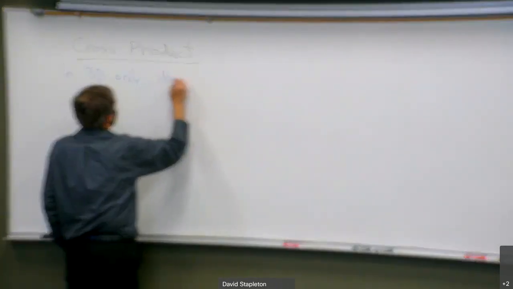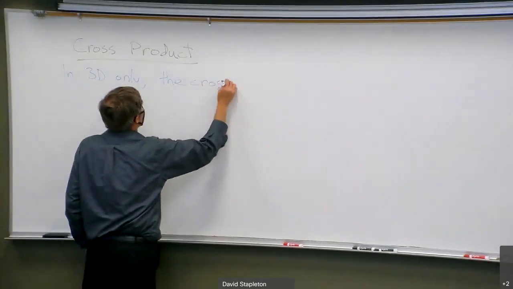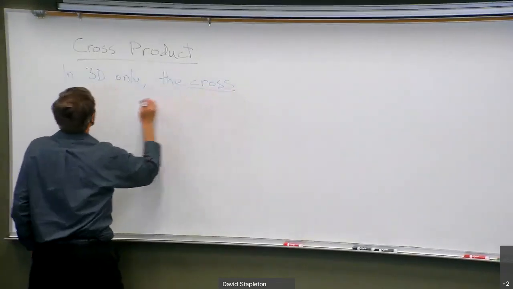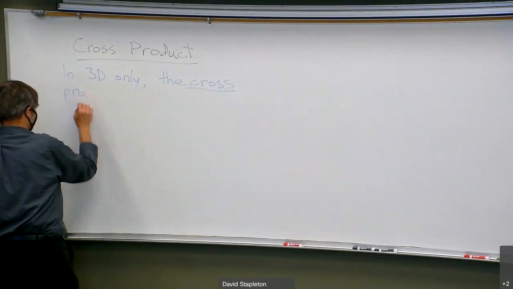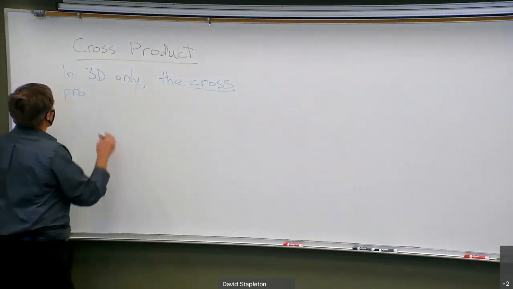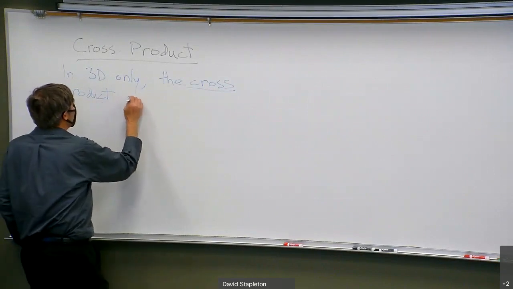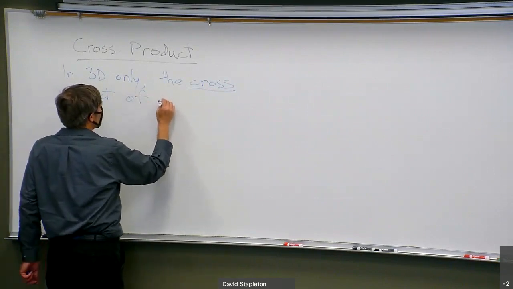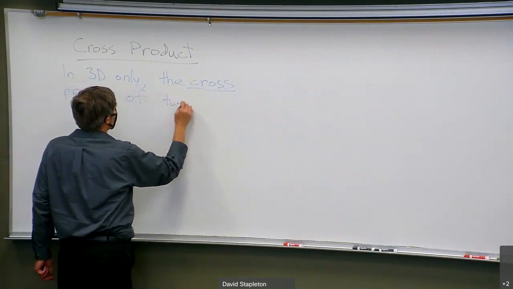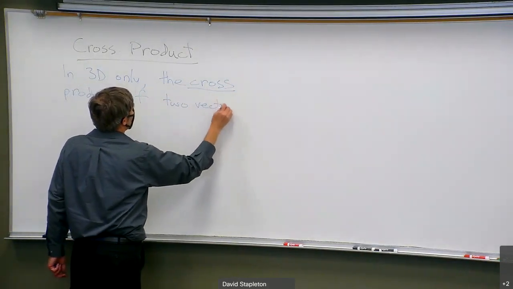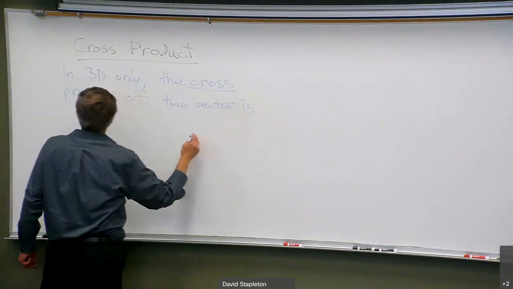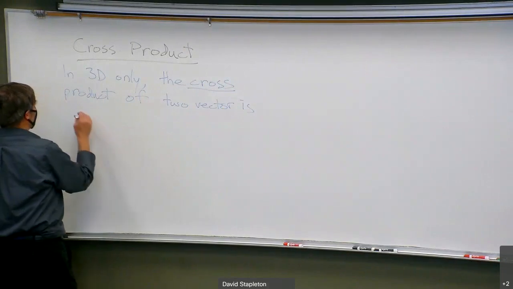the cross product of 2 vectors is a vector, unlike the dot product of vectors, which, we recall, was a number. The cross product is actually a vector.